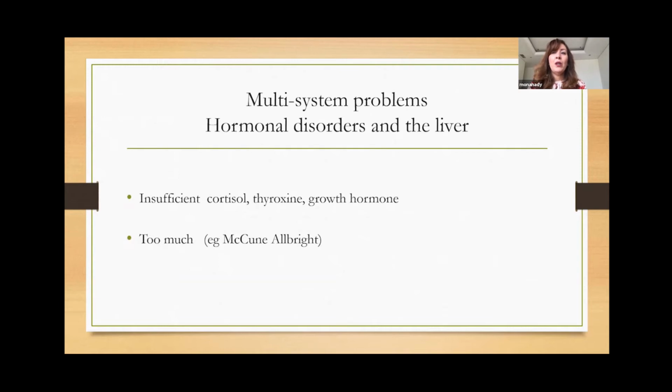Other multi-system problems: endocrine, whether too low of a hormone, like hypopituitarism, hypothyroidism, or too much, as in McCune-Albright. Next, please.